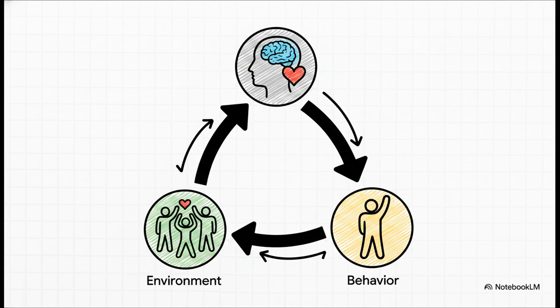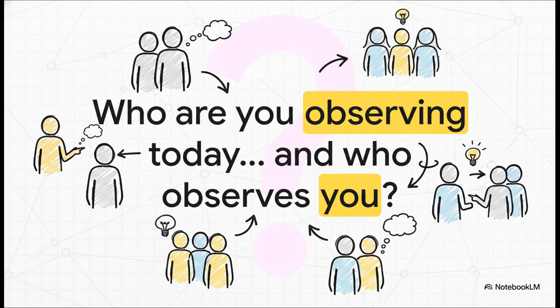It's a continuous loop. Personal, environmental, and behavioral factors are just constantly pushing and pulling on each other, continuously shaping who we are and the world around us. Which leaves us with this final, really vital thought. According to Bandura's theory, we are always learning from the models around us, and our environment is constantly reacting back to our behaviors. So take a look at your own life for a second.